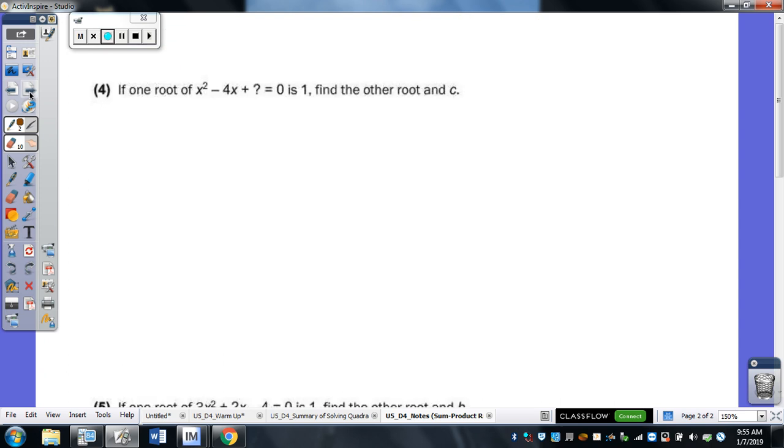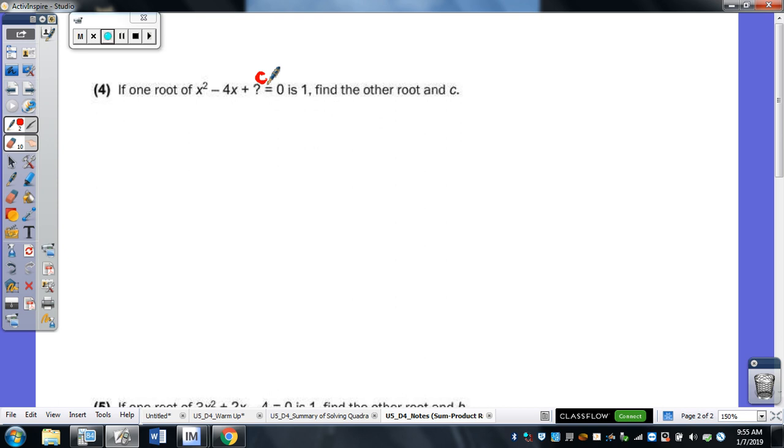Go to the back. So we have, if one root of x squared minus 4x plus question mark equals 0 is 1, find the other root and c. Remember right here, that is our c. That's what we're looking for. We're trying to figure out what that last number is going to be as part of our trinomial up there.